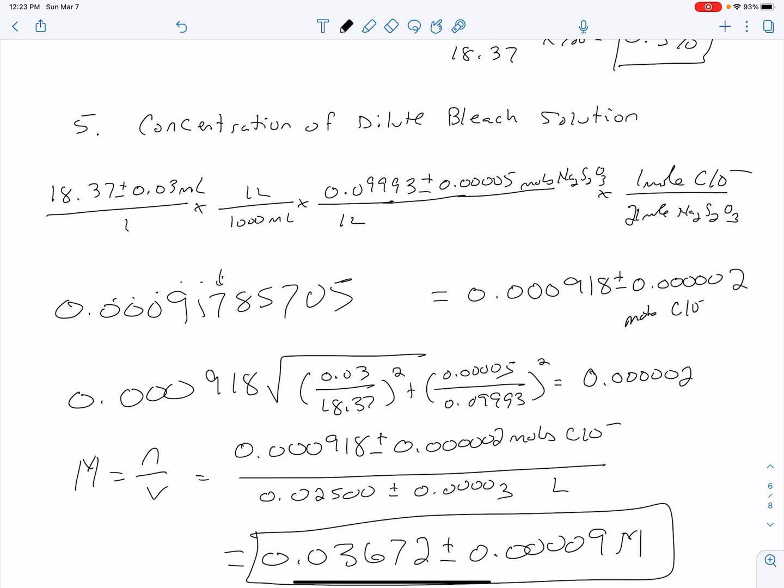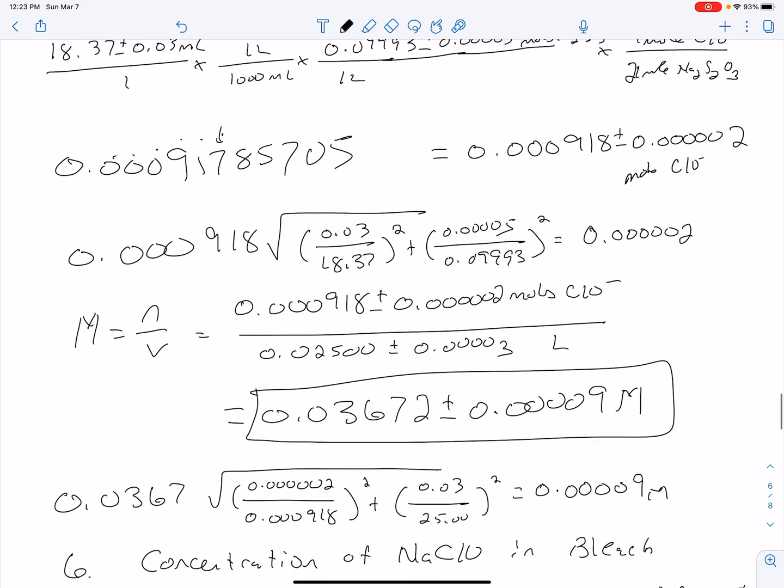Now, if molarity is moles per liter, I took my moles all over the 25 milliliters and I converted that to liters. In order to find my uncertainty, I took my moles, the uncertain value, the absolute error, over the measurement, the number of moles squared, plus the 25 milliliters and its uncertainty. So the uncertainty in the 25, 0.03 over 25 squared, took the square root, multiplied that by molarity over volume, and I got 0.00009.